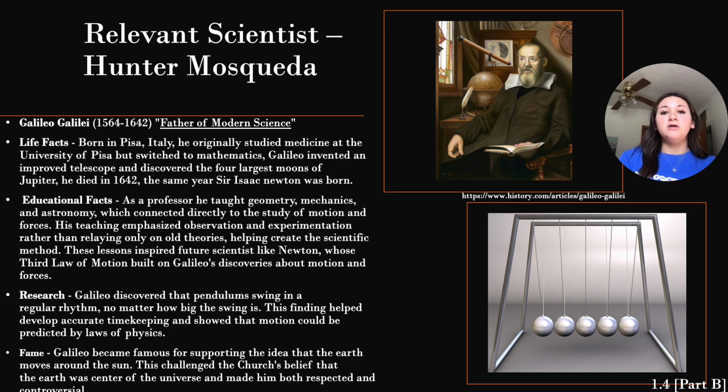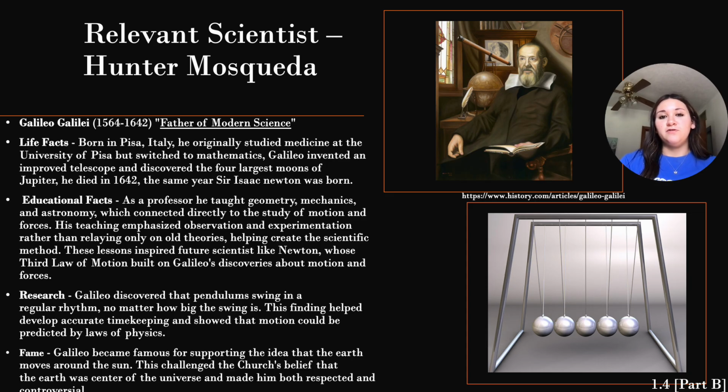But Galileo was also famous for his work in astronomy. Using his improved telescope, he discovered the 4 largest moons of Jupiter, which are still called the Galilean moons today. He also supported the idea that the Earth moves around the sun, not the other way around. This idea went against the teachings of the Catholic Church at the time, and as a result, Galileo faced a trial and spent his later years under house arrest.